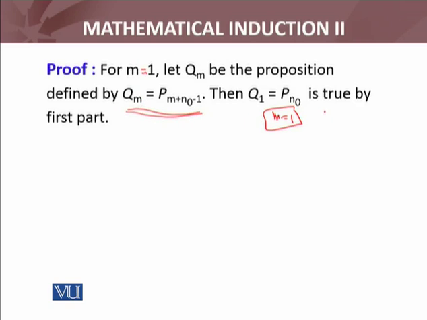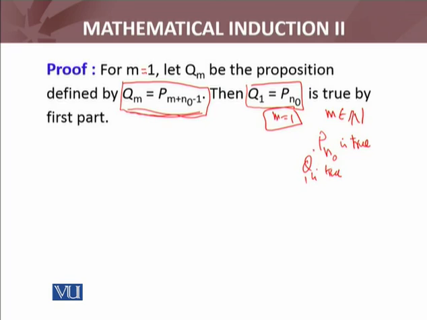Now m belongs to the set of natural numbers. So Q m are propositions defined on the set of natural numbers. So I can use the principle of mathematical induction that I had previously proved. Now I looked at Q1, and Q1 equals P n naught. Now by the principle of mathematical induction 2, P n naught is true. This is true, which means Q1 is true. So Q1 is true.